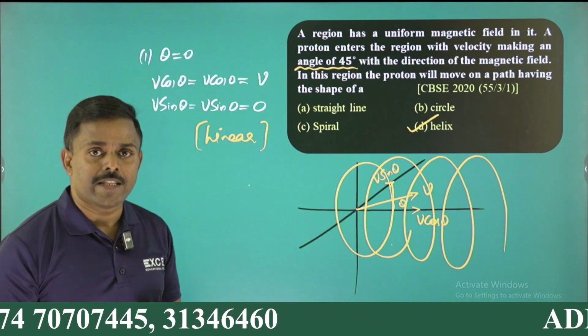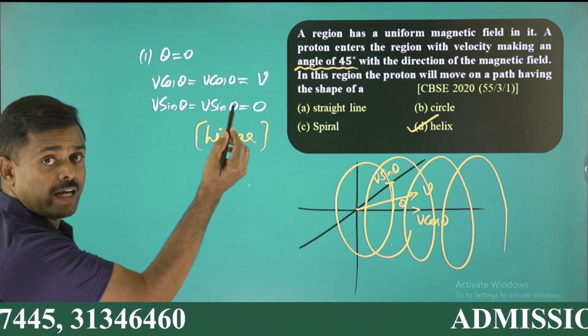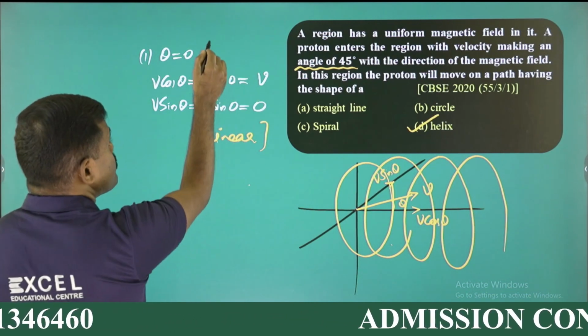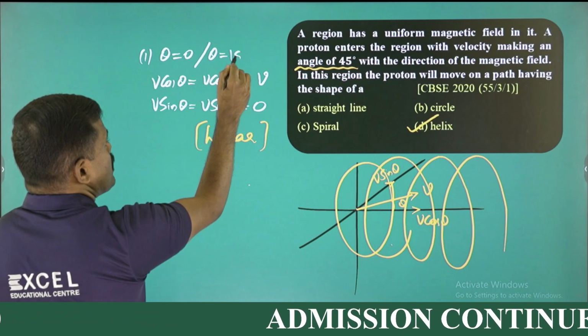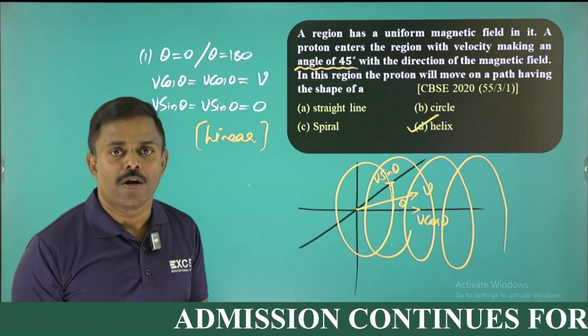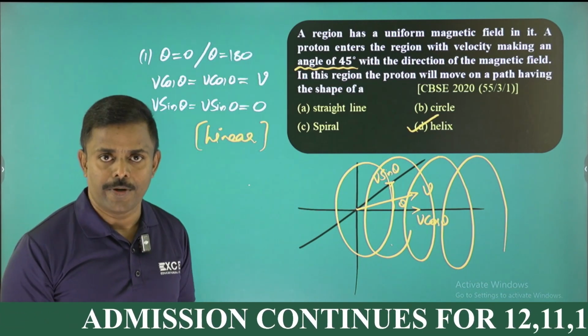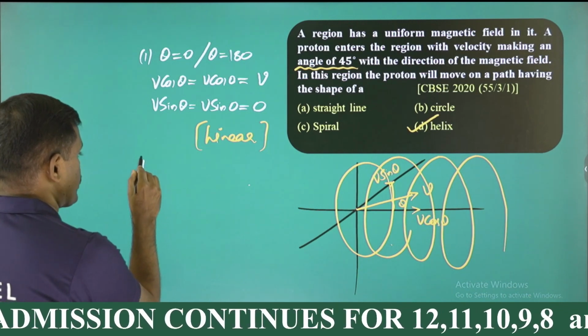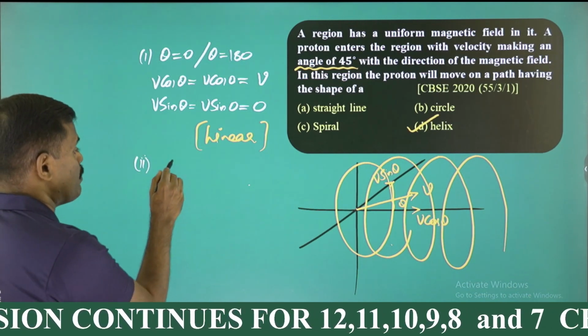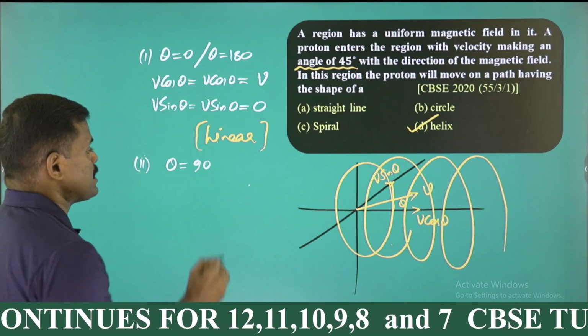Now let us look at the other case. Imagine the particle, this is valid for even 180. Same thing, theta is equal to 180 also. The particle enters parallelly or anti-parallelly. Now case number 2: if the particle enters perpendicularly, theta is equal to 90.